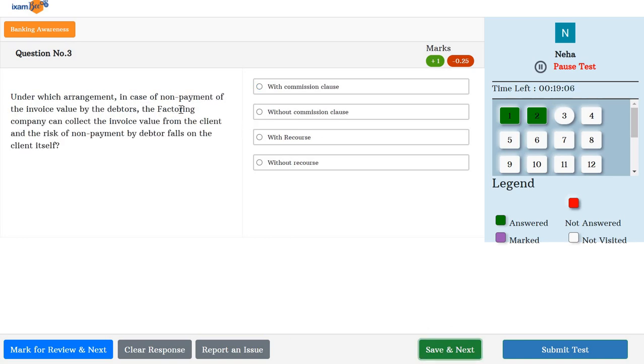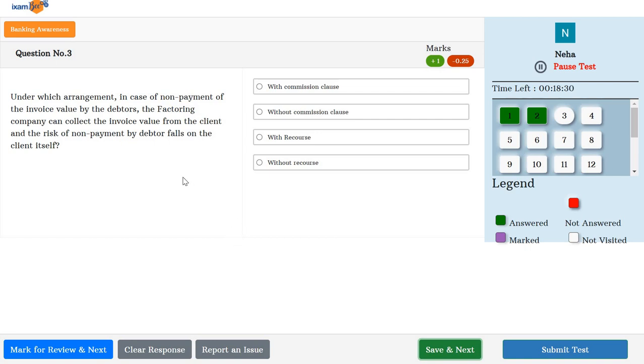The next question is about the agreement: in case of non-payment of the invoice value by debtors, the factoring company can collect the invoice from the client, and the risk of non-payment by debtors falls on the client. For example, I'm an organization, there are some debtors and I'm not in a position to collect cash from my debtors. I can delegate this work to an organization known as a factor. In case my debtors don't pay, who will be responsible? Is this factor responsible? The risk of non-payment will go on the factor or me.